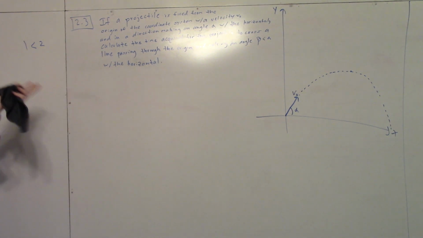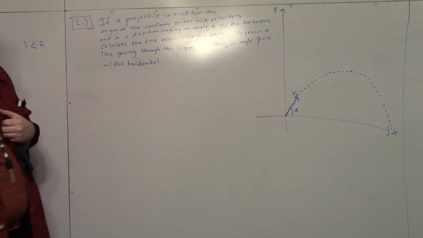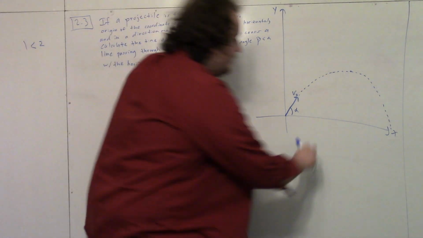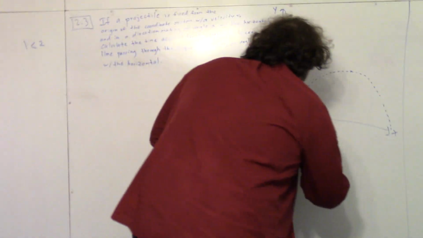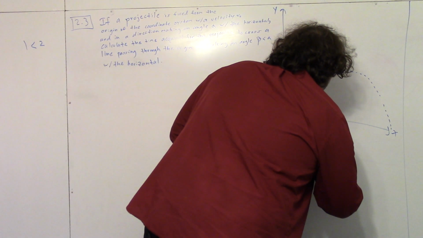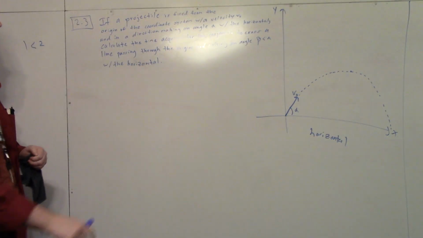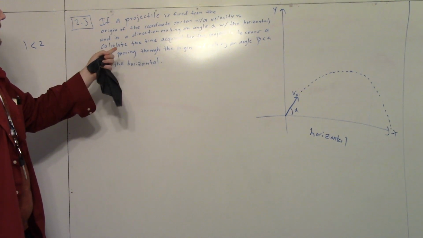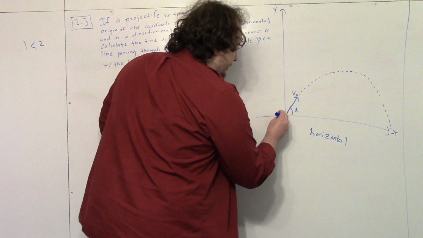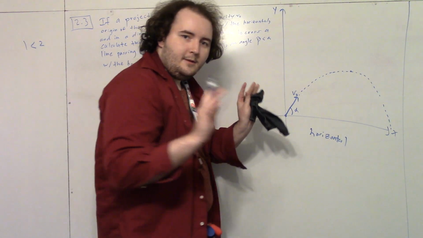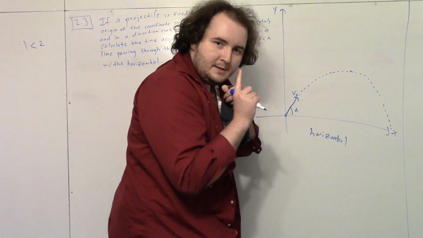If a projectile is fired from the origin of the coordinate system with the velocity v0 and in a direction making an angle with the horizontal, this x-axis, that's what we mean by horizontal. That's our horizontal. That's the floor. Calculate the time required for the projectile to cross a line passing through the origin. So the origin, right here. That's all that is. Where x and y meet are the same, 0.